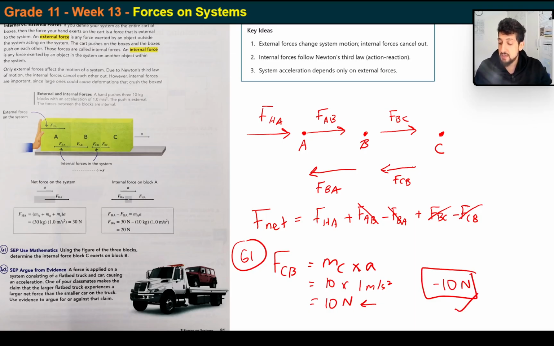Question 62 asks, a force is applied on a system consisting of a flatbed truck and a car, causing an acceleration. One of your classmates makes the claim that the larger flatbed truck experiences a larger net force than the smaller car on the truck. Use the evidence to argue for or against the claim. Yes, I agree. The larger truck, the much heavier truck, experiences a larger force. Well, because Newton's second law states that force equals mass times acceleration.